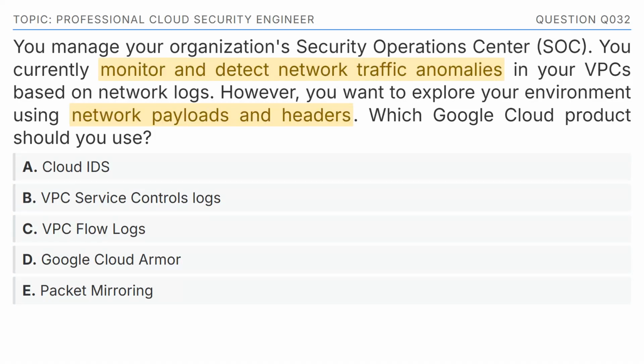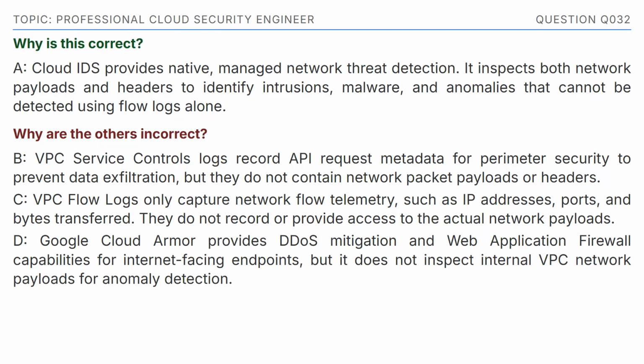To arrive at the correct answer, we focus on the keywords: monitor and detect network traffic anomalies, network payloads, and headers. The correct answer is Option A, Cloud IDS. Why is this correct? Cloud IDS provides native, managed network threat detection. It inspects both network payloads and headers to identify intrusions, malware, and anomalies that cannot be detected using flow logs alone.